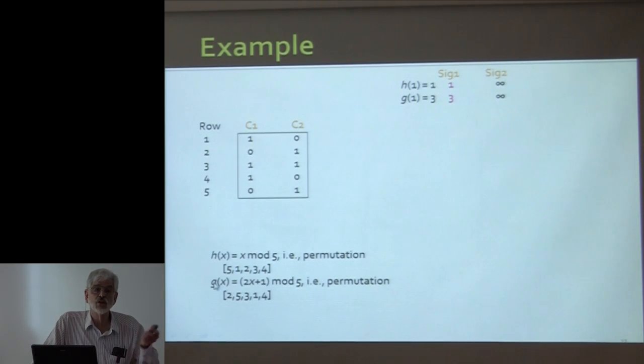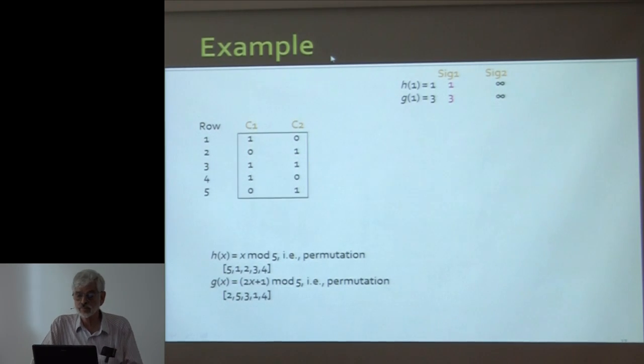I only have two hash functions, very short signatures, unrealistically short. g of x is 2x plus 1 mod 5. So for the second row you get 2x plus 1 is 5, mod 5 is 0, so row 2 appears first, then row 5, row 3, row 1, and then row 4. In this case, these are perfect hash functions. There actually are no collisions, but again, that doesn't matter.